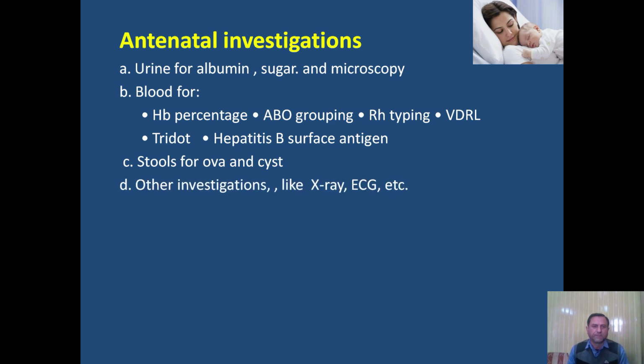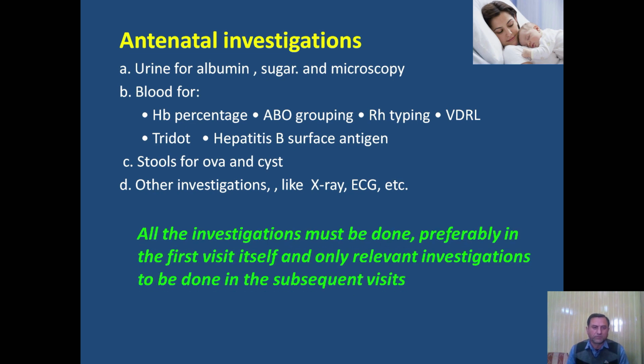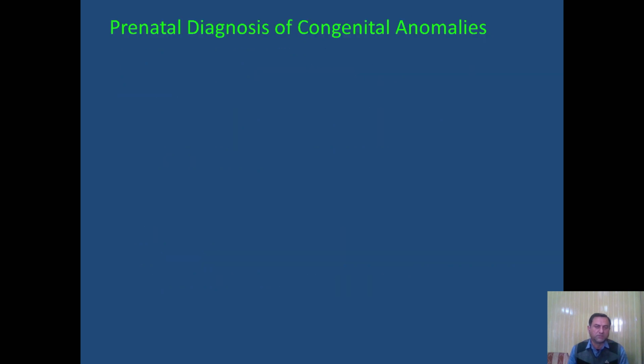Other investigations may be required as needed, like X-rays, which are usually to be avoided, and ECG and other investigations. The important thing is that all the investigations must be done, preferably at the first visit, all of them immediately. Then we may have to repeat her hemoglobin percentage, her urine for sugar, and blood for sugar. So as the pregnancy goes, depending on the case, we will be doing certain investigations at subsequent visits also.